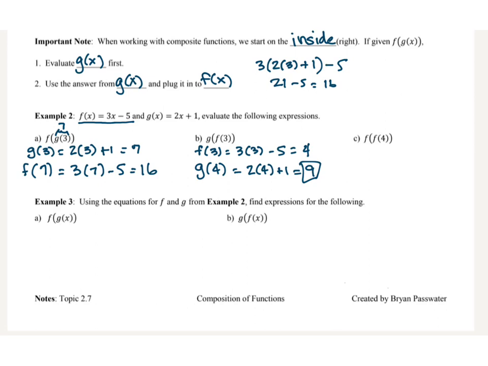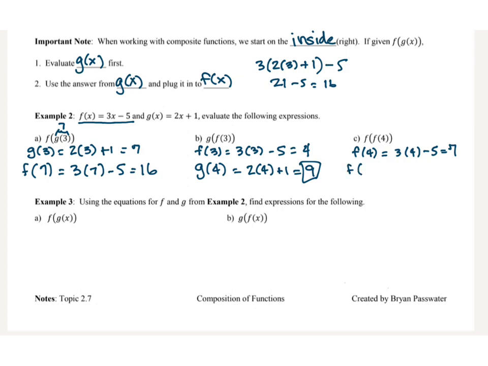All right, so letter C, f of 4. Same process. Start with your inner function. Evaluate f of 4. F of 4 in this case is going to be 3 times 4 minus 5, which is 7. Okay.